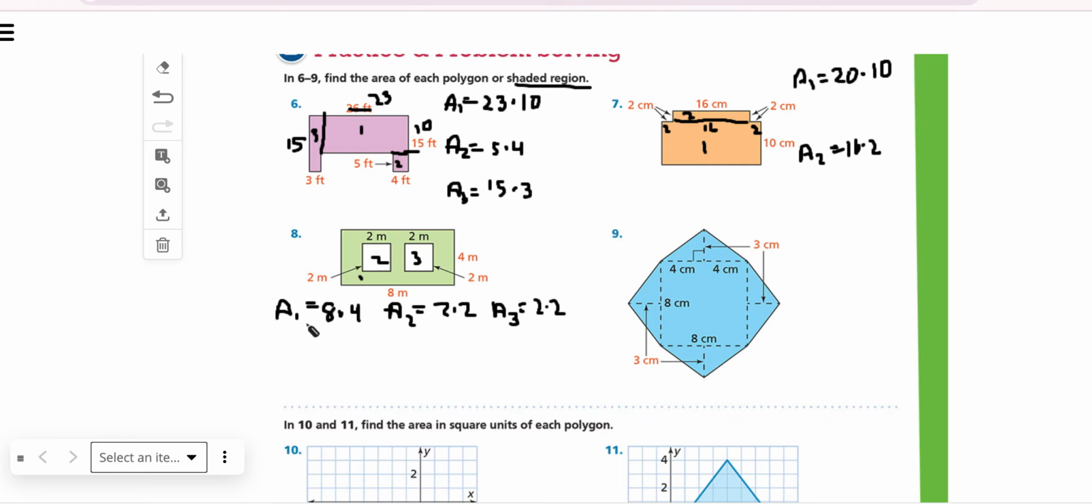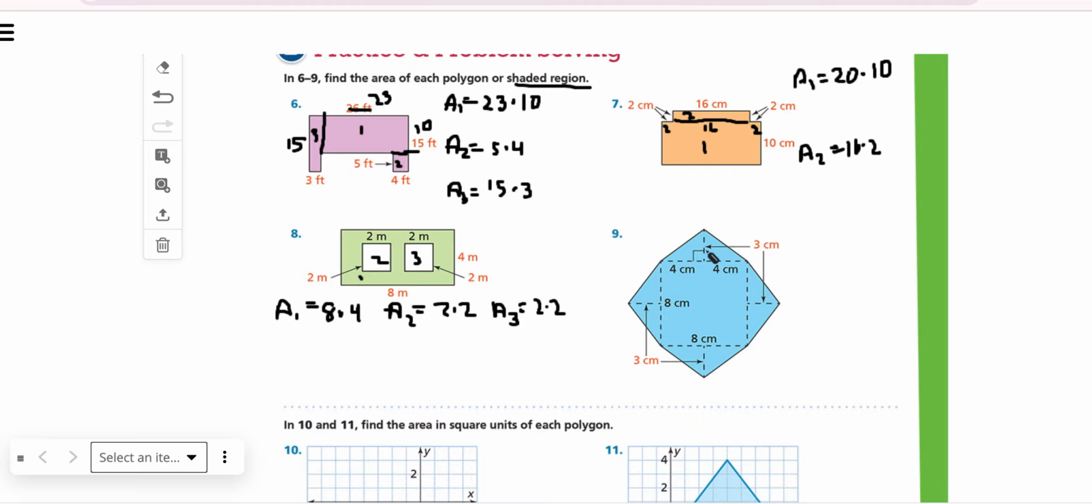So remember, find the area of the big rectangle, which is this one, number 1. Then find the area of number 2 and number 3. Then you're going to add number 2 and number 3 and subtract it from the big area. Okay, and that will give you the green part. So make sure you finish it up. Okay, so the last one we're going to do today is going to be number 9.